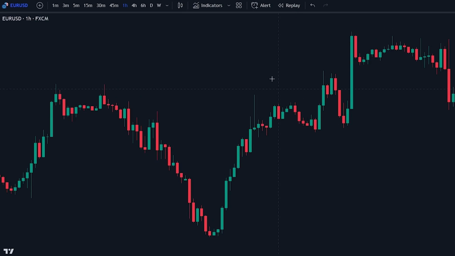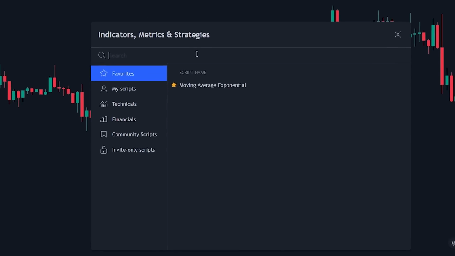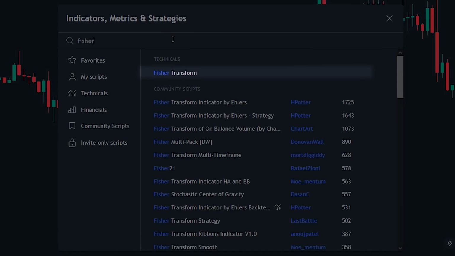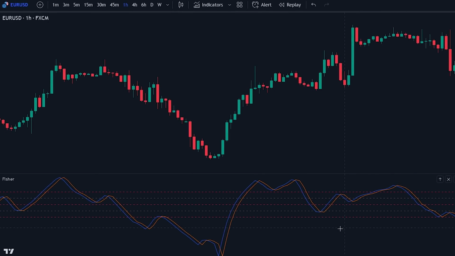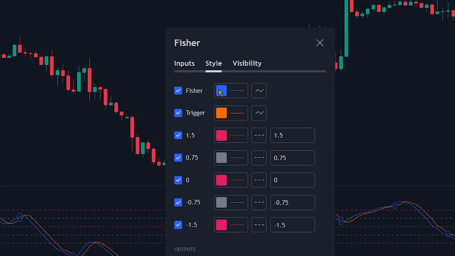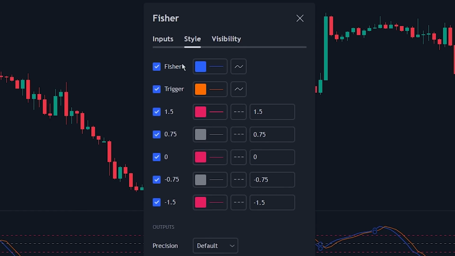Head over to the Indicator Search tab and search for the Fisher Transform indicator. Select the indicator made by Tradingview and add it to the chart. Now let's change the indicator settings. Navigate to the Indicator Settings tab and click on the Style tab. Here we will be removing the gray lines. That was all that we needed to do.